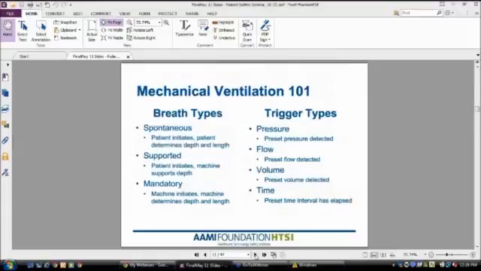So moving on to talk about breath types. On the left side of the screen, we have listed 3 different categories, although I will say that some authors would argue that the supported category really belongs under spontaneous because both of these are patient-initiated breaths. And then we have a mandatory type, which is the machine-initiated breath.